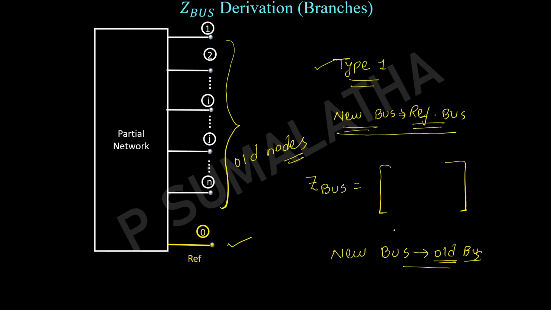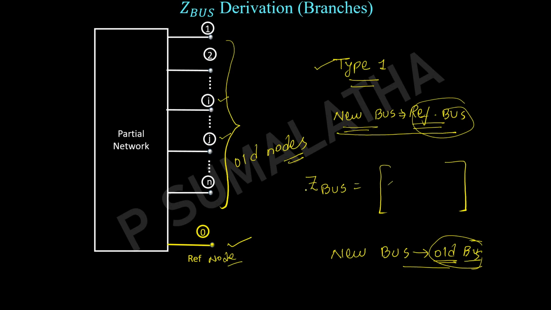First let us try to understand where these buses are, and what notations we are giving for them. In this network you can see already 2 types of nodes: the reference node, and the old nodes. Any node we can consider as an old node. Since we are doing the derivation, I have generalized the old nodes with the letters I and J. We are going to use I and J as old nodes for our derivation.